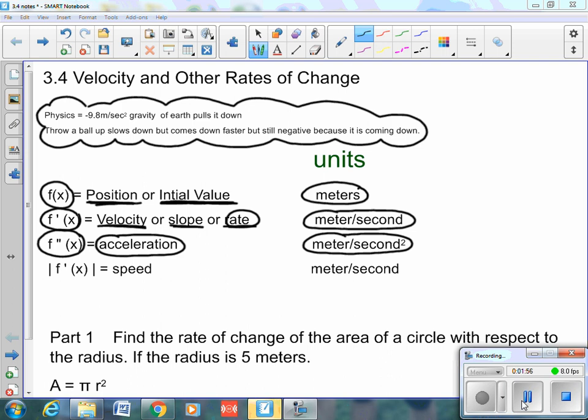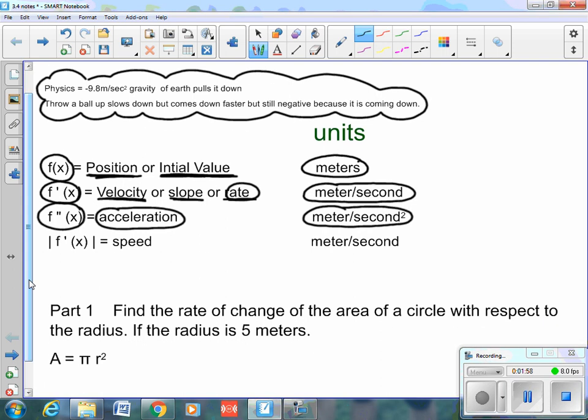So the last one, I'm sure you have this in physics. If they ask you to find the speed, specifically speed, it's the absolute value of the derivative. Absolute value of the derivative. And you still label it just like the derivative, meters per second. But just remember speed. Anytime they ask you to find the speed of something, it needs to be positive, correct? You don't go negative 45 miles per hour. You go 45 miles per hour. Not negative, it's always positive.